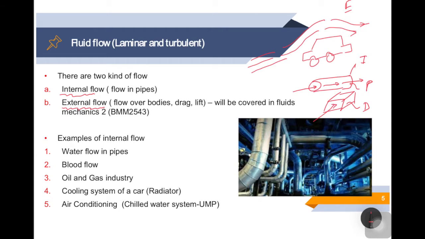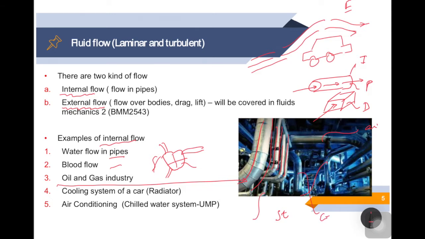There are various examples of internal flow, such as pipes, and blood flowing in a heart. There is the aorta, the left ventricle, the right ventricle, and then the blood flows from the lungs into the heart. So there is a complete circulation system, all carried out by a small organ called the heart. Then you have oil and gas industries with a huge piping network. You can see thousands of pipes, and in these pipes either air is flowing or steam is flowing, or sometimes cooling water is flowing.